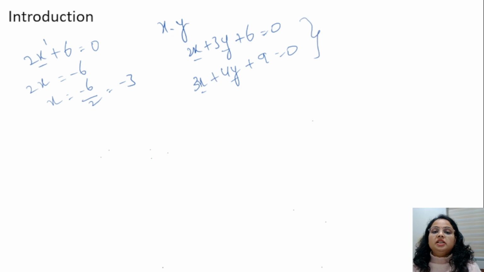In this chapter we will see how the pair of linear equations behave. Are they consistent? That means, do they have one solution or infinite solutions? Or are they inconsistent? That means, are they parallel? And we will see what the substitution and elimination methods are. By these methods, we can find the values of the variables x and y.